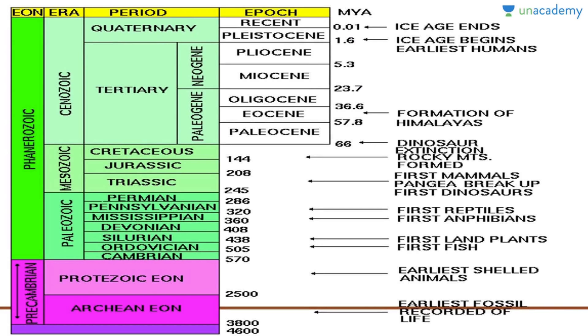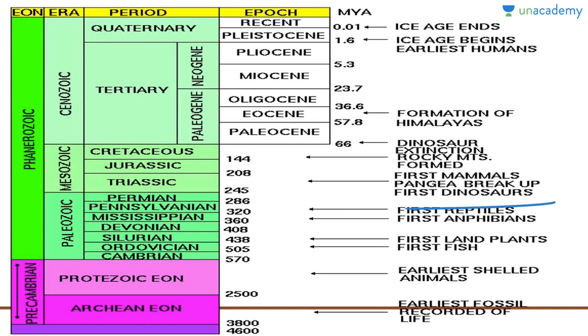And how it has evolved the life form on Earth. So you can see it here, earliest fossil recorded of life somewhere in the Precambrian eon. Then you can see it here, first fish, first land plants, first amphibians, first reptiles. So these actually occurred in these periods. For example, first dinosaurs actually occurred in the Triassic period. Now the Triassic period is a part of the Mesozoic era.